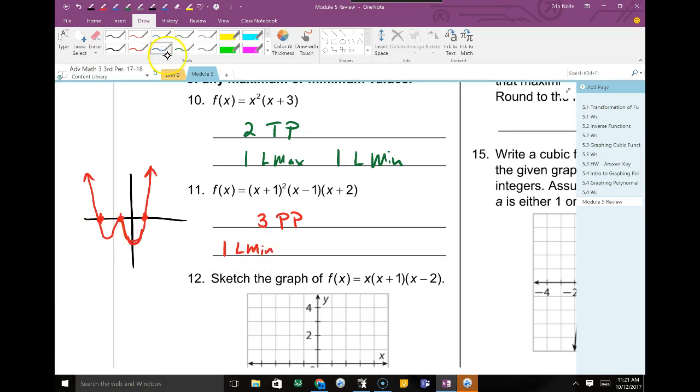This is a local min right here. Local min. What's this one right here? 1 local max. And this one way down here, that's the lowest of the whole function. 1 global min. Good there?